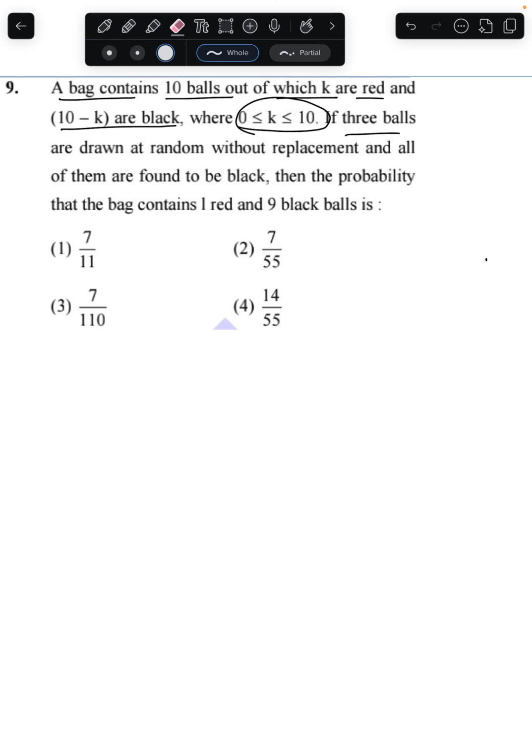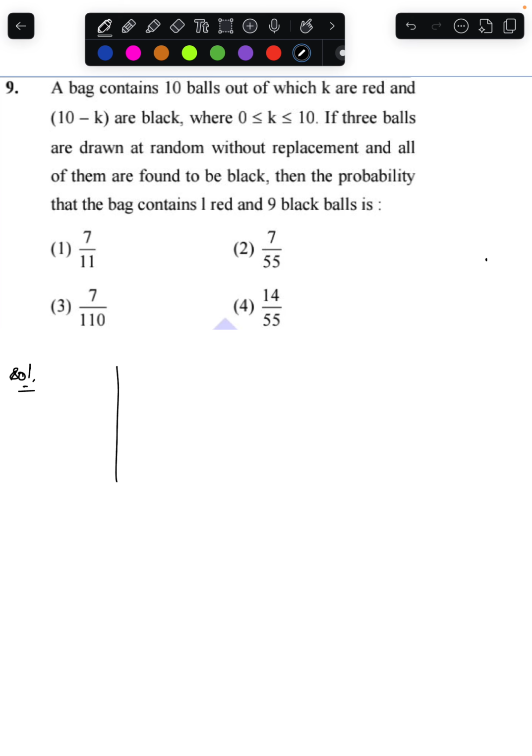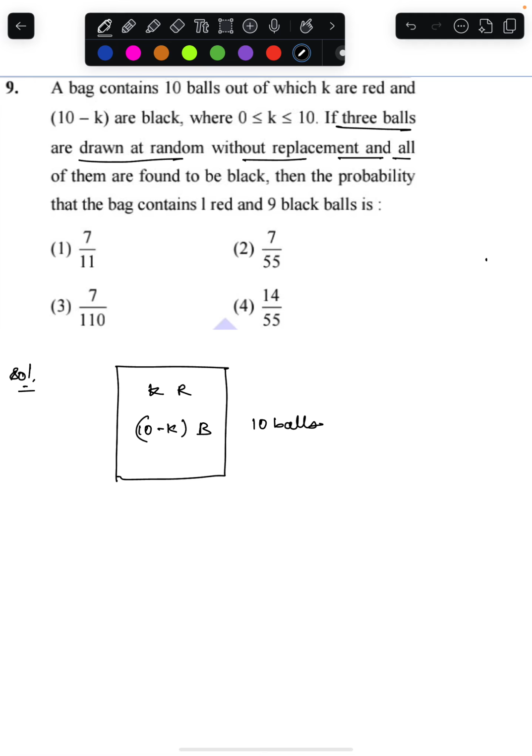So it's a simple probability question. So let's check out the question. So what is given here? Suppose there is a bag, and the bag contains total 10 balls, out of which k are red and 10 minus k are black. Now, the question is like this. If three balls are drawn at random without replacement and all of them are found to be black, already the balls are found to be black. That means the event has already occurred, right?